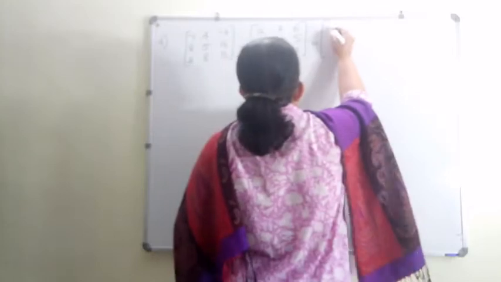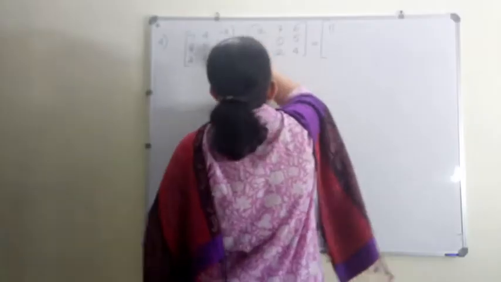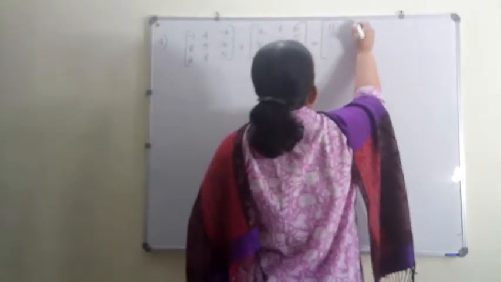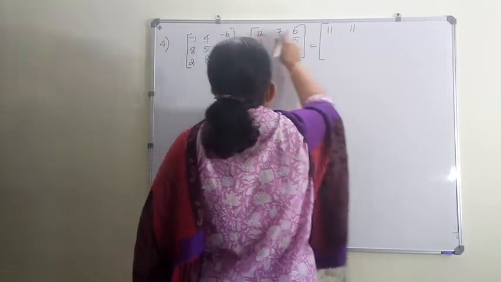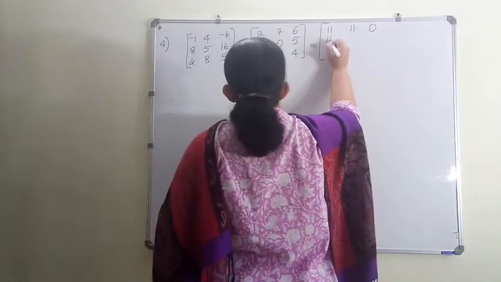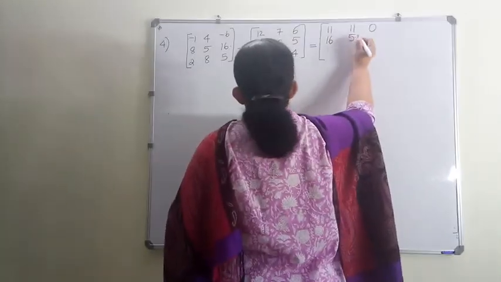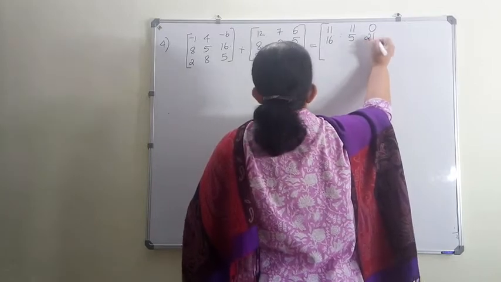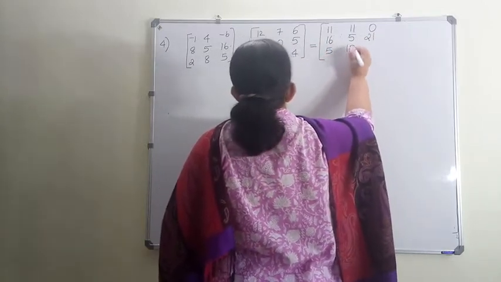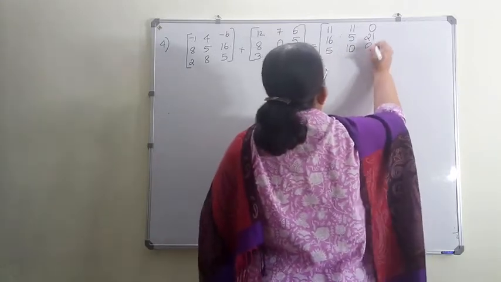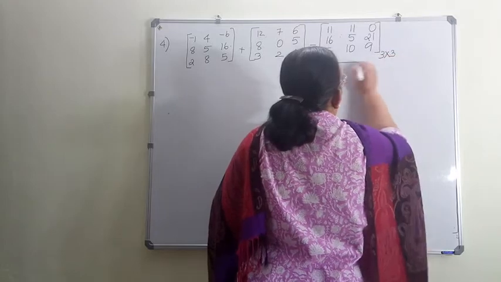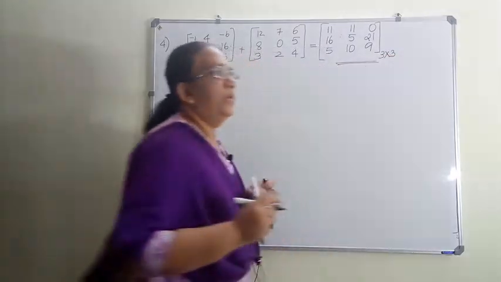Minus 1 plus 12, 11. Again I am doing it mentally. 4 plus 7, 11. Minus 6 plus 6, 0. 8 plus 8, 16. 5 plus 0, 5. 16 plus 5, 21. 2 plus 3, 5. 8 plus 2, 10. 5 plus 4, 9. Yes, and it is of order 3 by 3. Answer.